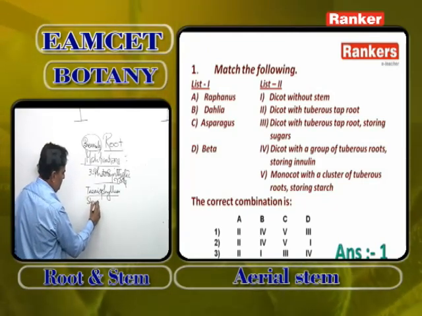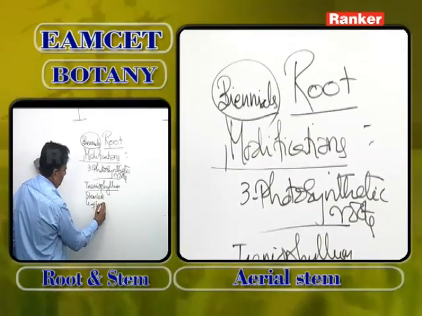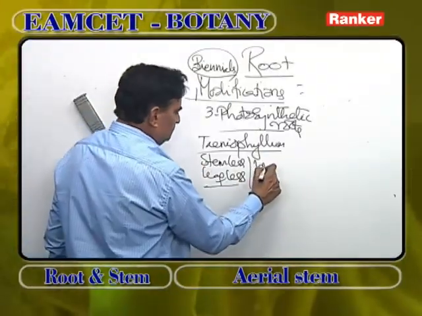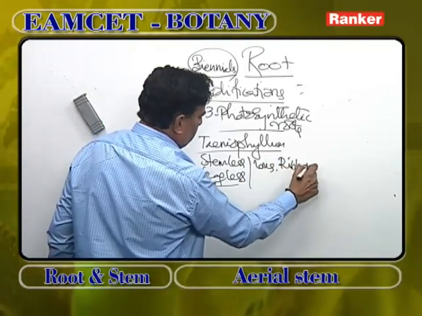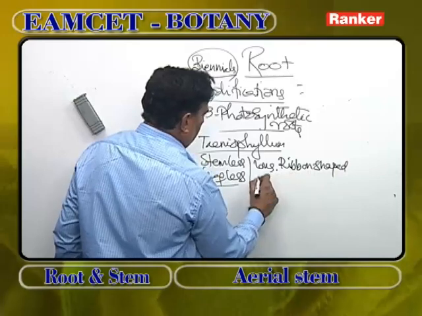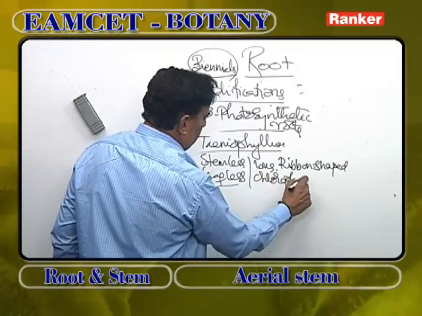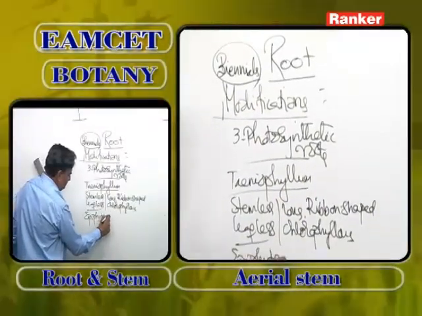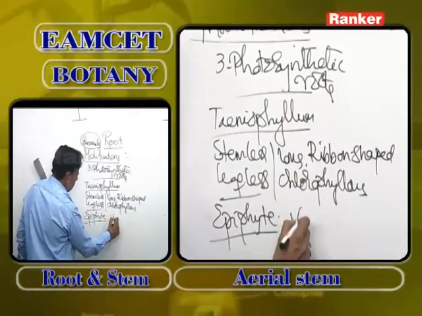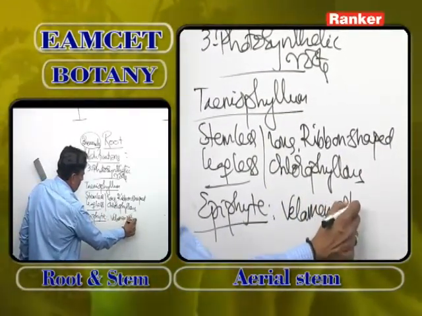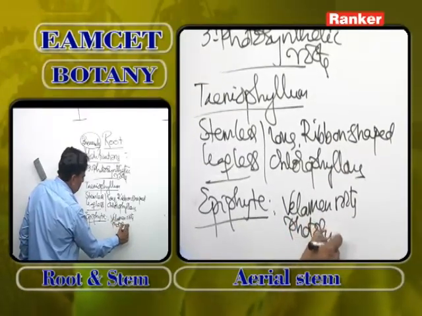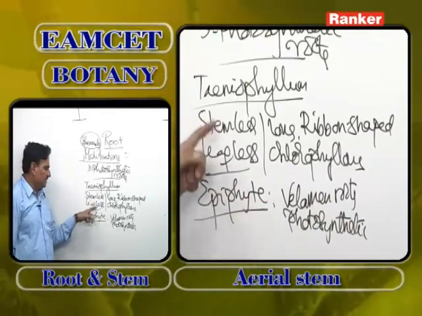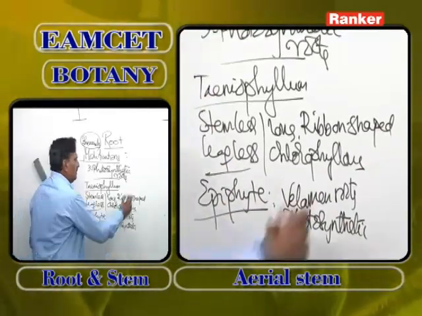Taeniophyllum is a stemless and leafless plant. It doesn't have any stem, it doesn't have any leaf. It has long, ribbon-shaped, chlorophyllous roots performing photosynthesis. Another important feature is that Taeniophyllum is an epiphyte. So an epiphyte with velamen roots and photosynthetic roots is an important bit for EAMCET. So the epiphytic plant containing velamen roots and photosynthetic roots is Taeniophyllum.